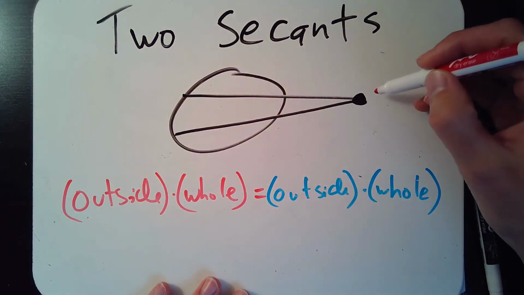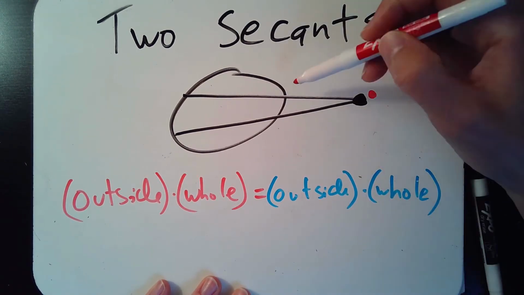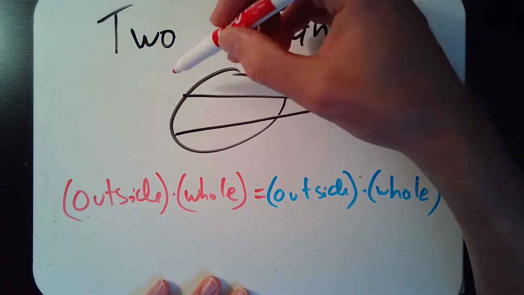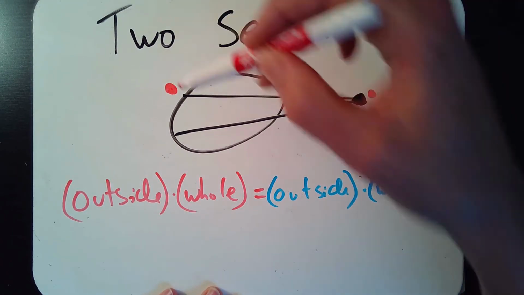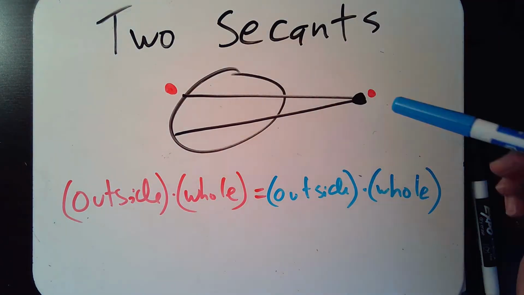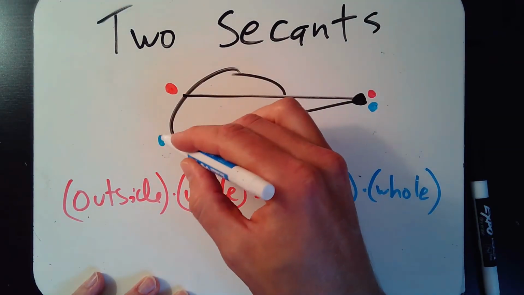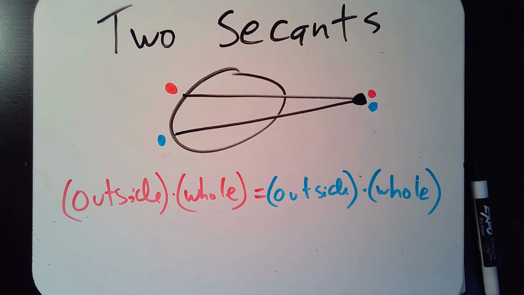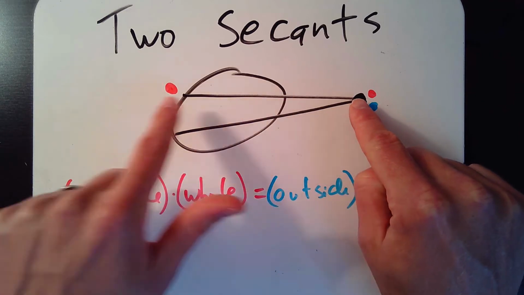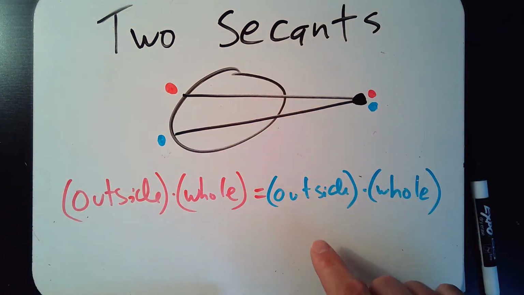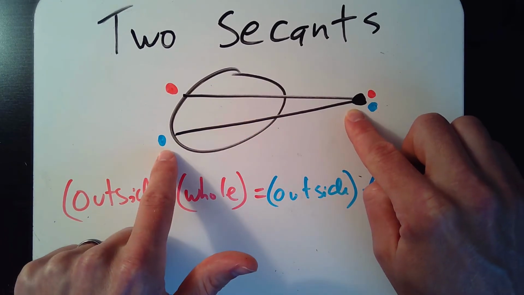So outside would mean the portion from the point where the two secants intersect to the place it hits the circle. The whole would be the entire distance from the point that they intersect to the opposite side of the circle. So here I've got the red secant with those two endpoints and the blue secant with those two endpoints. So outside times whole would be just this portion times the entire portion. Blue, same thing, just this small portion times the entire portion, the whole.